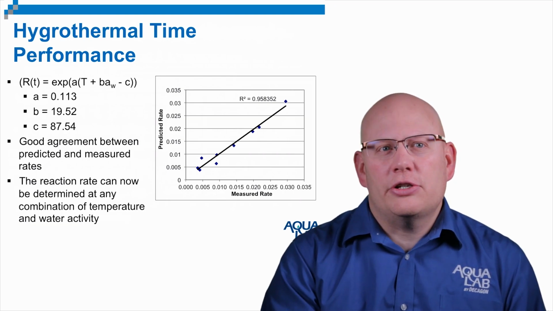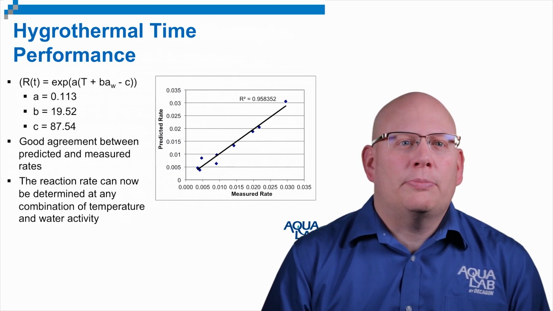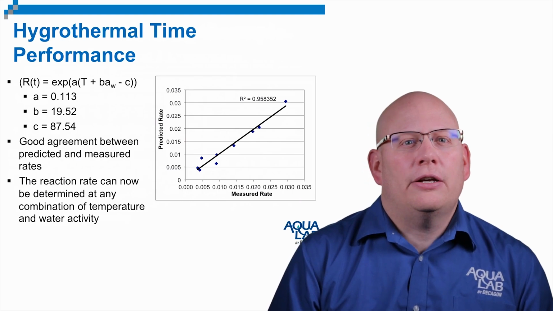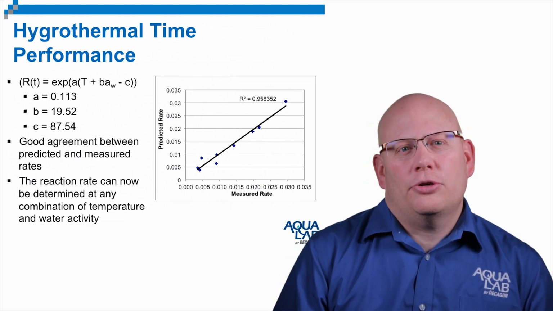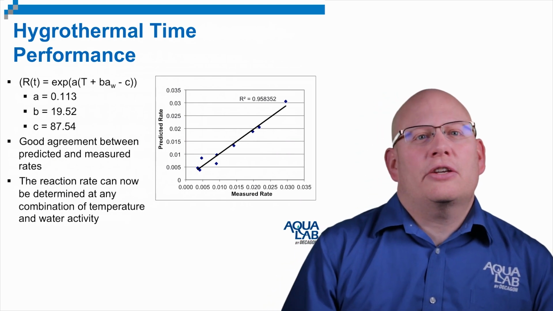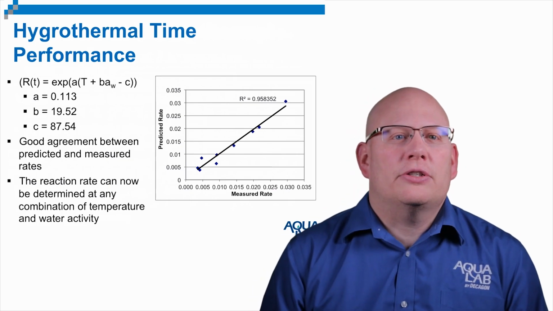So we figured out the values for A, B, and C that gave the best agreement between predicted values and actual values. And you can see that agreement plotted here as predicted rate versus measured rate, and an R-squared of 0.95. So it represents an excellent relationship or agreement between predicted and measured rates.